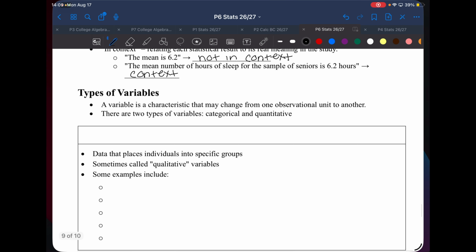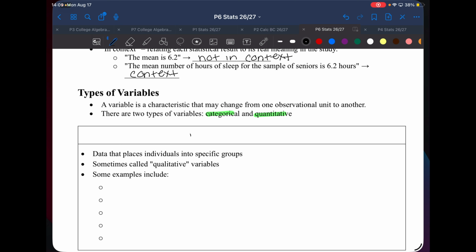And that brings us to two types of variables that we're going to talk about today. And these two types of variables are categorical and quantitative. Okay, so again, a variable is a characteristic that may change from one observational unit to another. So, for example, if I was to ask you guys all your favorite color, would you guys all say the same color? No, okay? It would all be different. It would all vary from one observational unit.